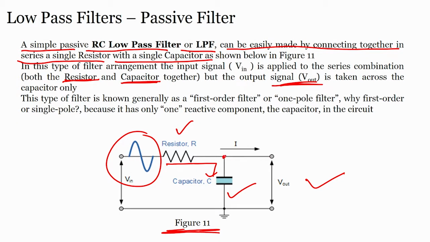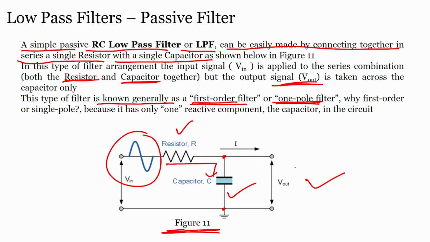You see here, the output is taken across the capacitor only, alright. So, when you talk about low pass filters using passive components, it becomes a low pass passive filter, and in that you have a resistor at the input in series with a capacitor. The signal is applied to the series of resistor and capacitor, and the output is taken across the capacitor, alright. This type of filter is generally known as a first order filter or one pole filter, alright.